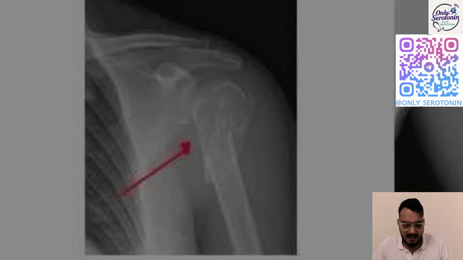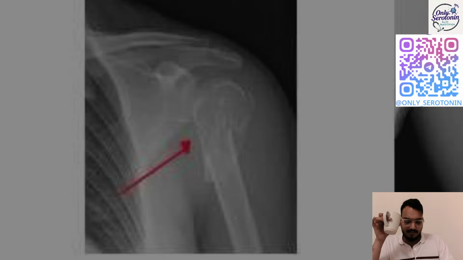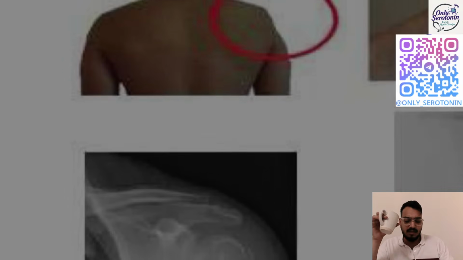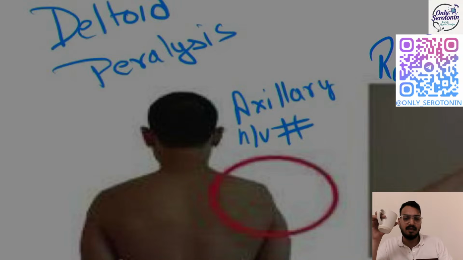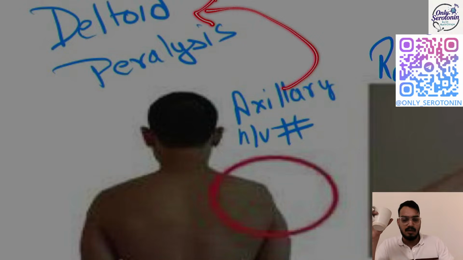Great. See guys, that's how your surgical neck is going to get fractured. This is the proper X-ray where you can find the fracture of the surgical neck. So if my surgical neck is fractured, the patient can have axillary nerve injury. This axillary nerve supplies the deltoid muscle. So at the end, the patient can have deltoid muscle paralysis.